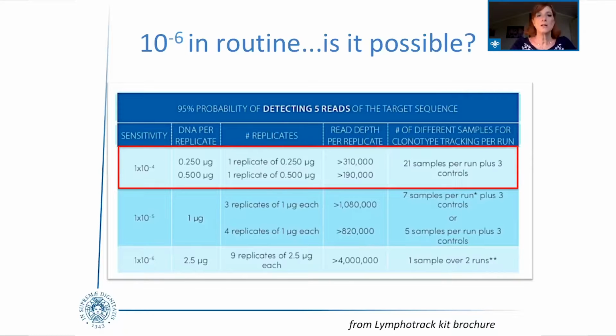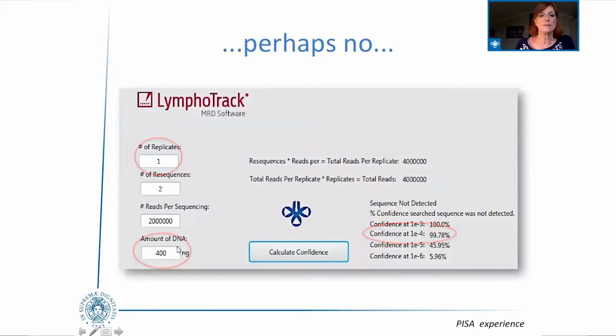The situation is really different when we have to reach 10 to -4. We can use less than 1 microgram of DNA, and you can run more than 20 samples per cartridge. This is our experience. You can see here that with only 400 nanograms of DNA, we reached 10 to -4 with a confidence higher than 99%.